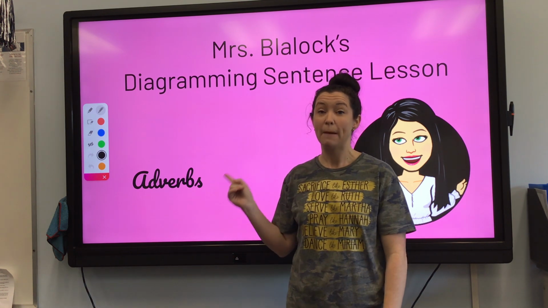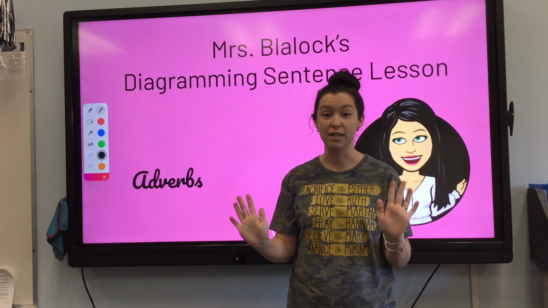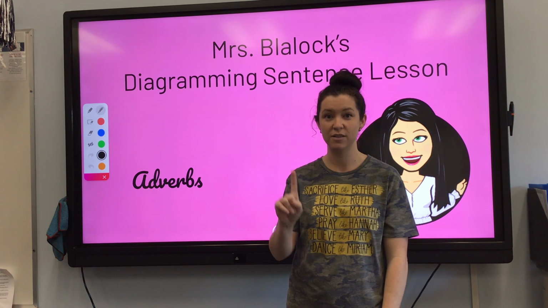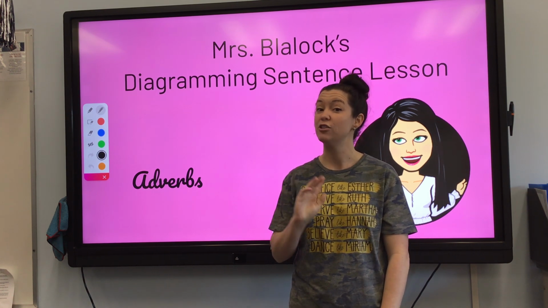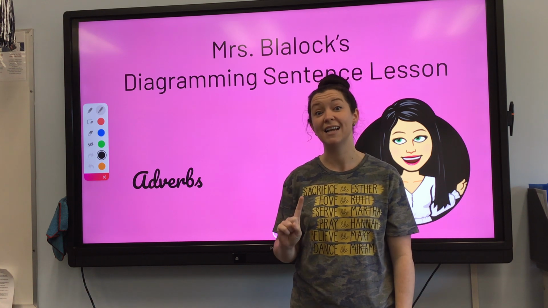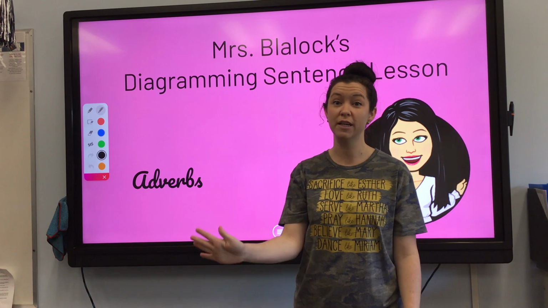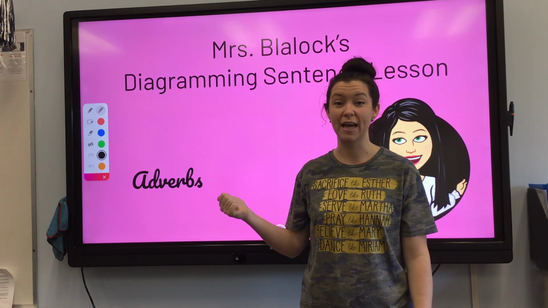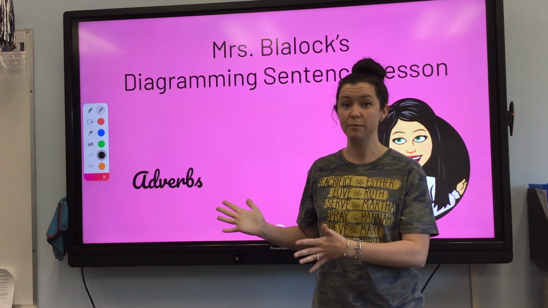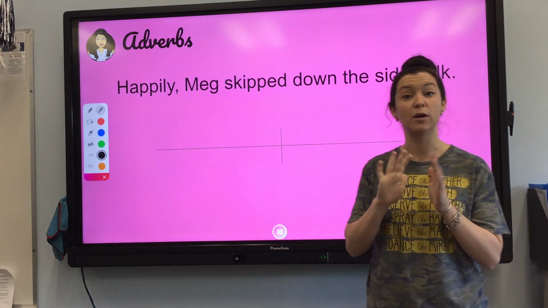Adverbs are different because they like a ton of words. Adverbs can describe adjectives, verbs, and other adverbs. They do not describe nouns because that's an adjective's job. So adverbs describe a whole host of things except for nouns. So let's dive in and look at how one would diagram. And we'll start back from the very beginning. That's the way we always start.